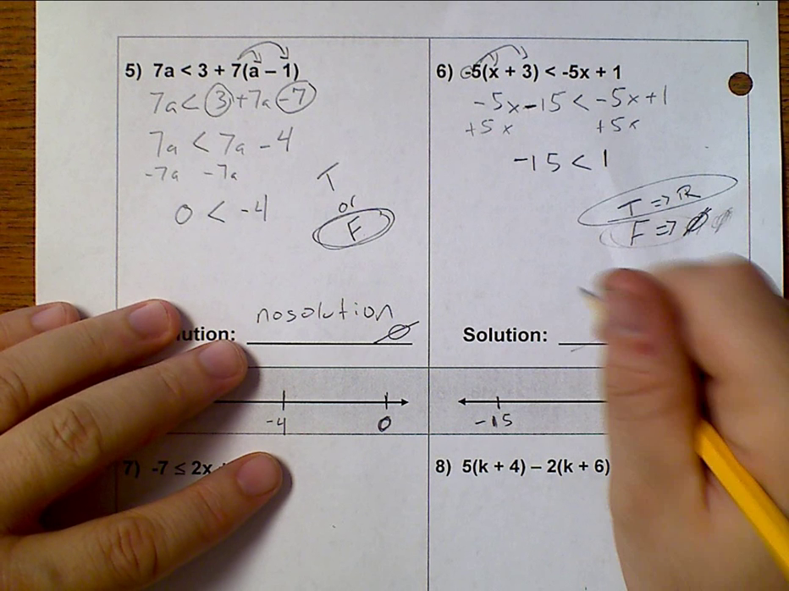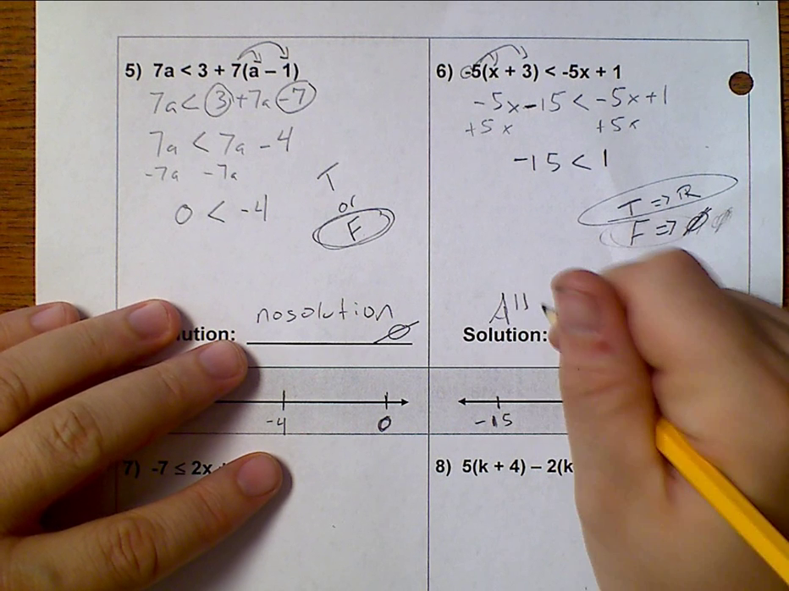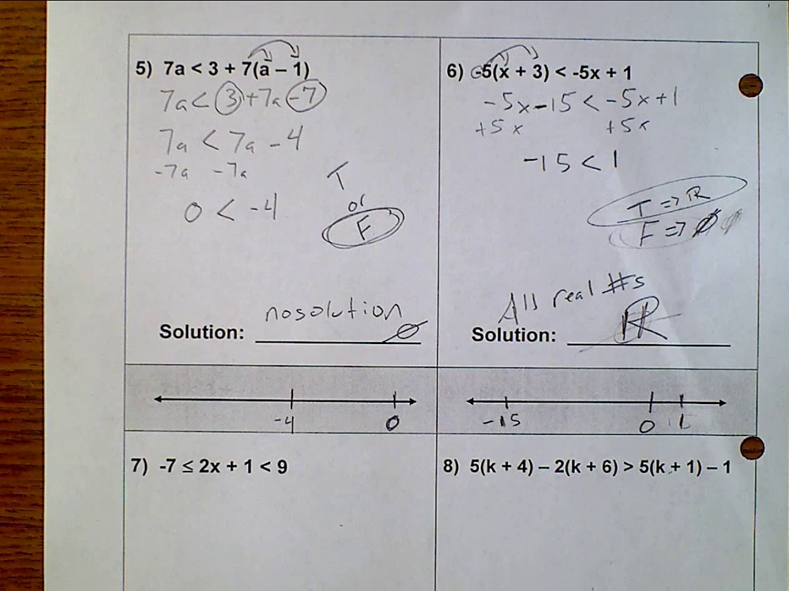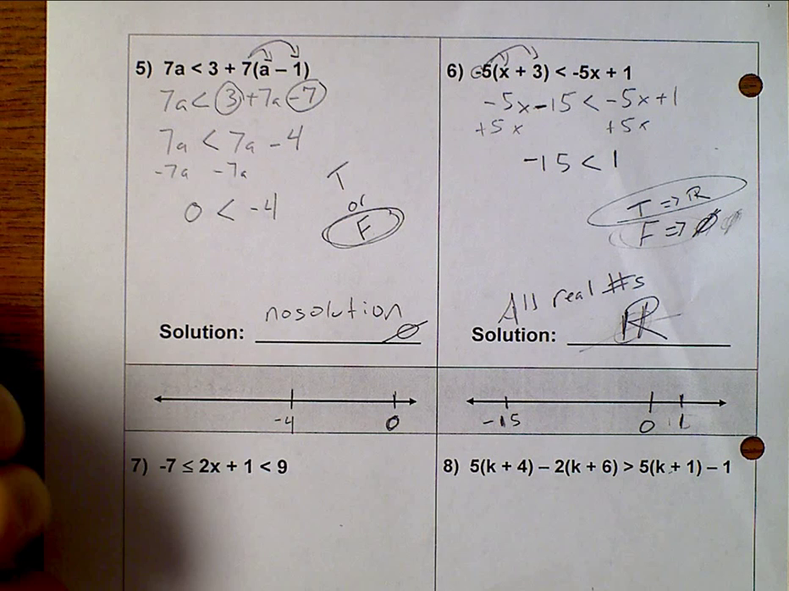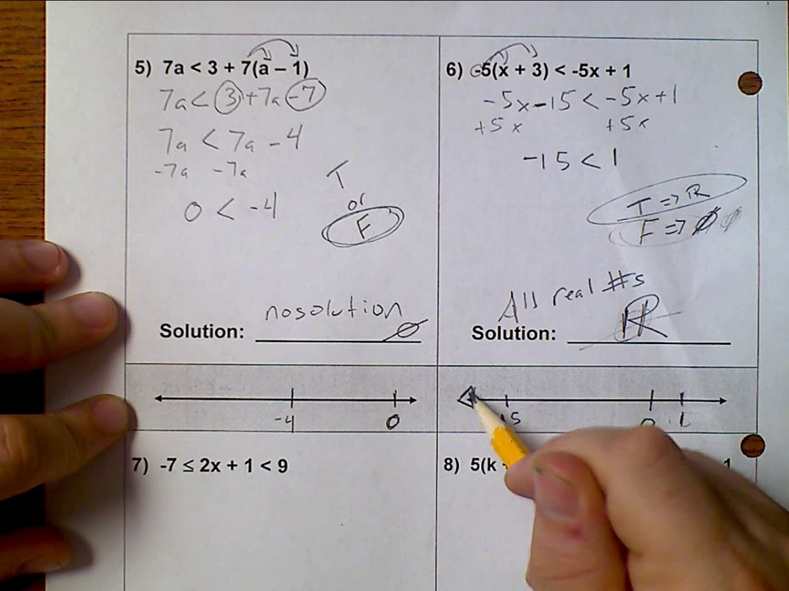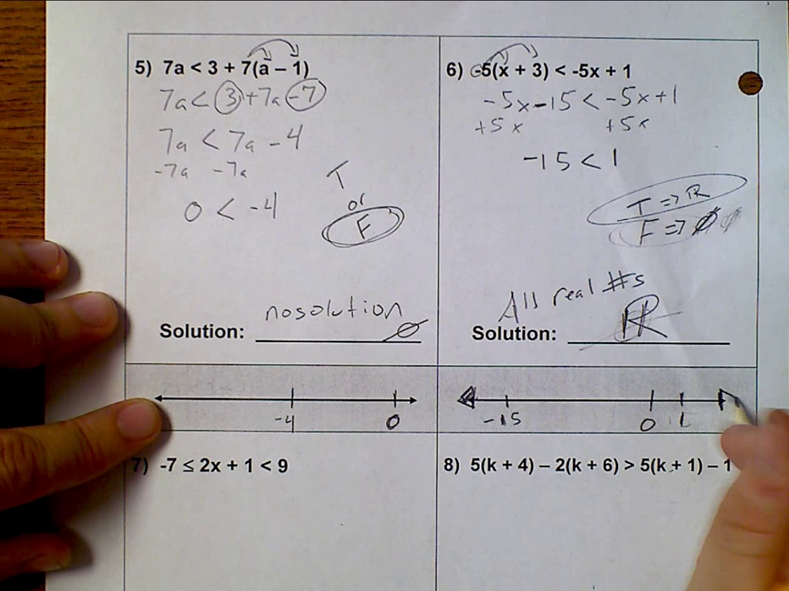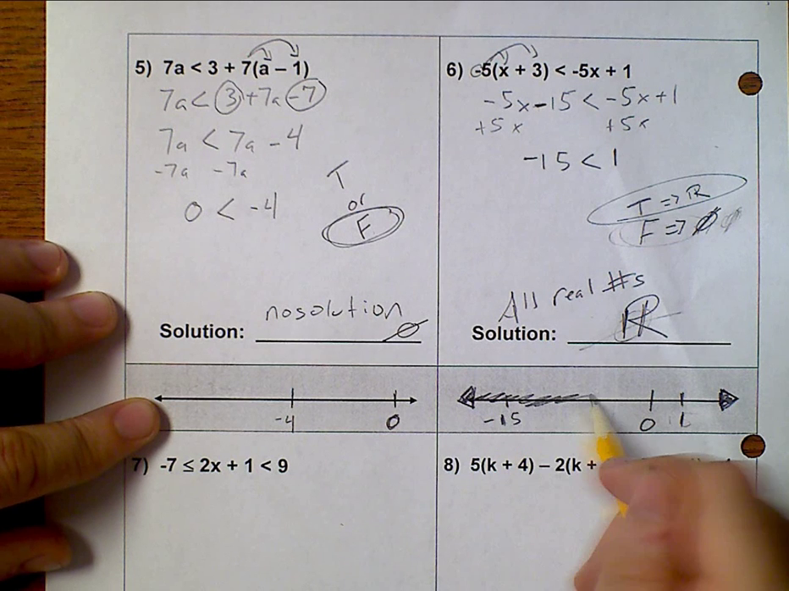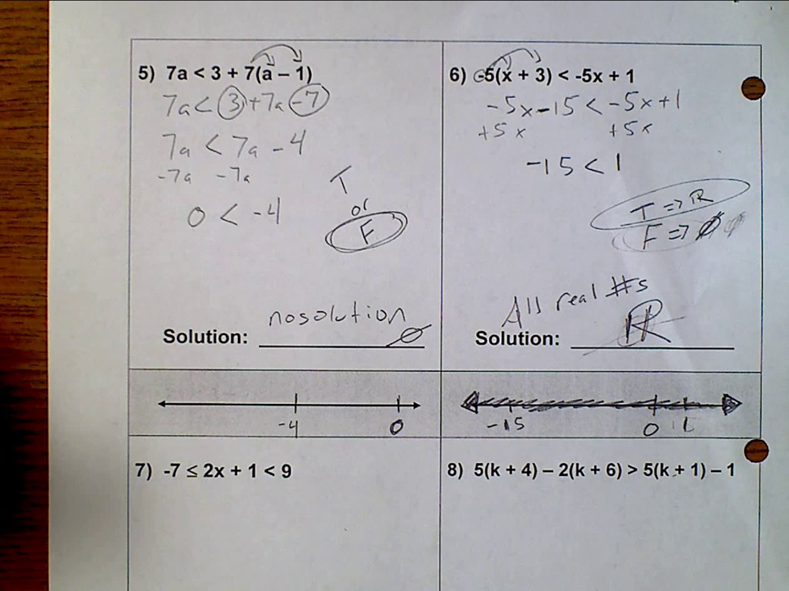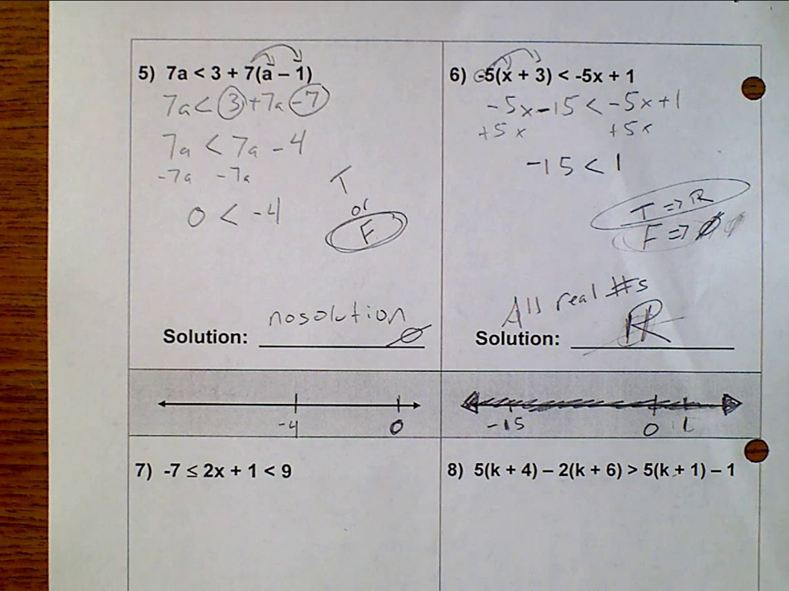We're talking all real numbers. And so yeah, this is true. And so on a number line, we're actually going to shade the whole thing. Whereas on no solution, we don't shade anything. All right. Sorry about that error. Let's go ahead and move on to number 7.